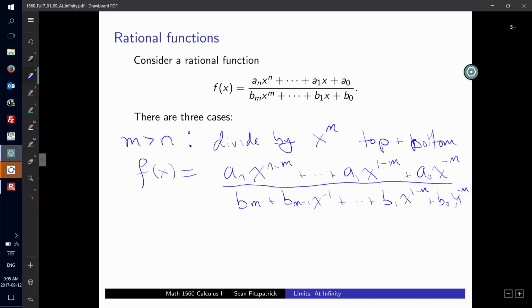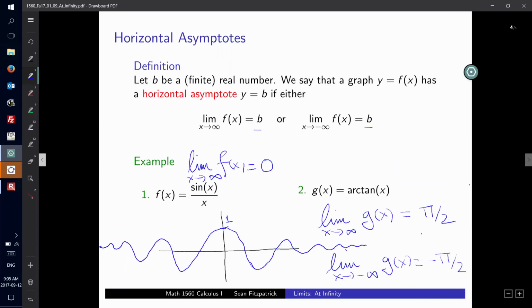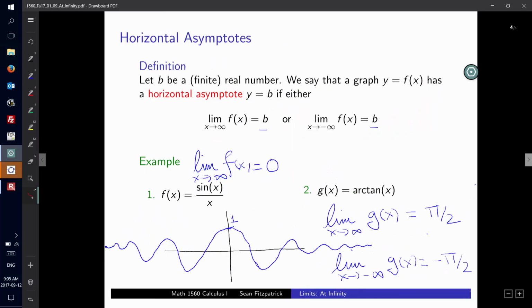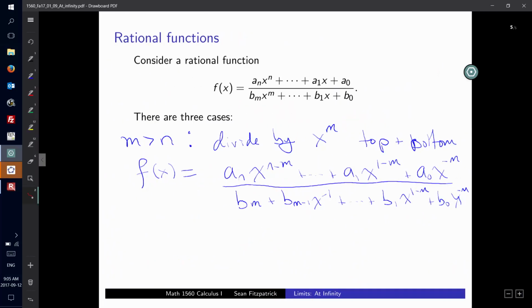Okay, and now we go back and remember that we considered this situation, that 1 over any positive power of x is going to go to 0. And so if we look at what we have here, all of these exponents are negative because m is bigger than n. So these are really reciprocal powers of x. So this is 1 over x to the n minus m, 1 over x to the m minus 1. All of these are going to be reciprocals, so it's 1 over some positive power of x.